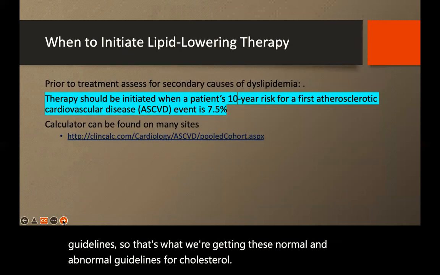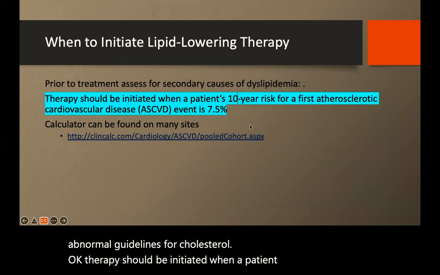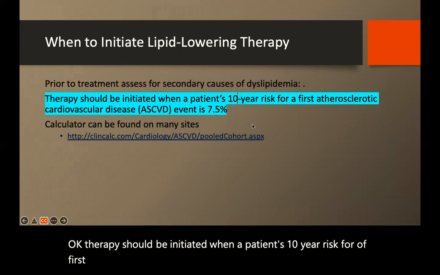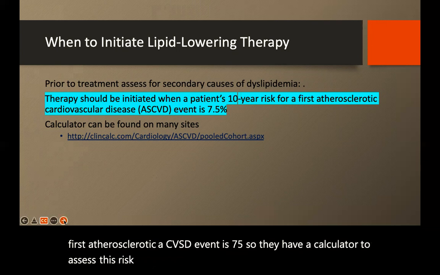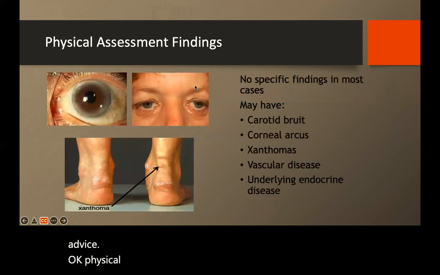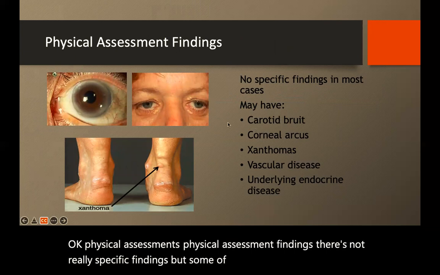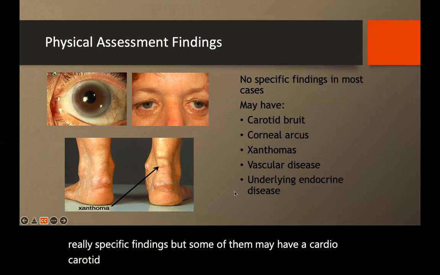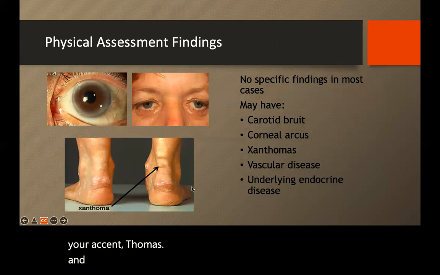Okay. Therapy should be initiated when a patient's 10-year risk for a first atherosclerotic ASCVD event is 7.5%. So they have a calculator to assess this risk. So you can look that up right on the cardiology ASCVD website. Okay, physical assessments. Physical assessment findings. There's not really specific findings, but some of them may have a carotid bruit, corneal arcus, xanthomas, vascular disease. Here's your xanthomas, and underlying endocrine disease.